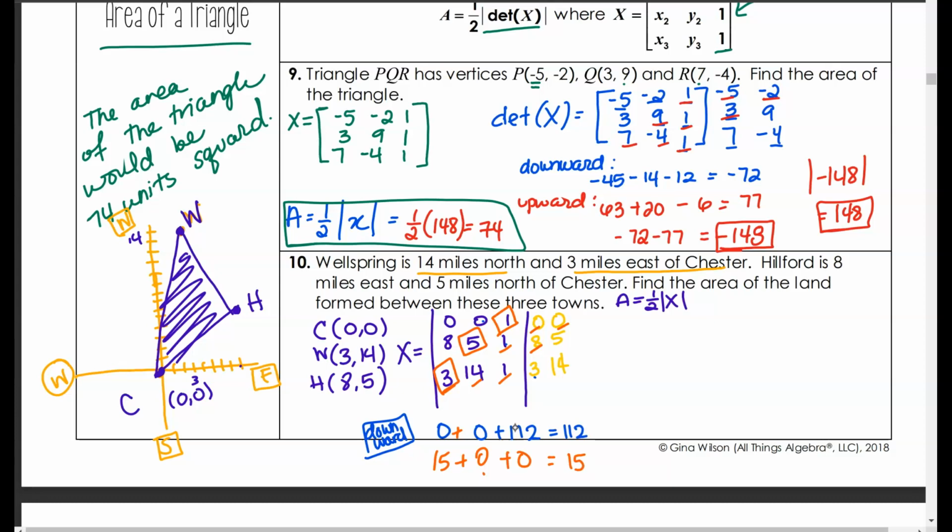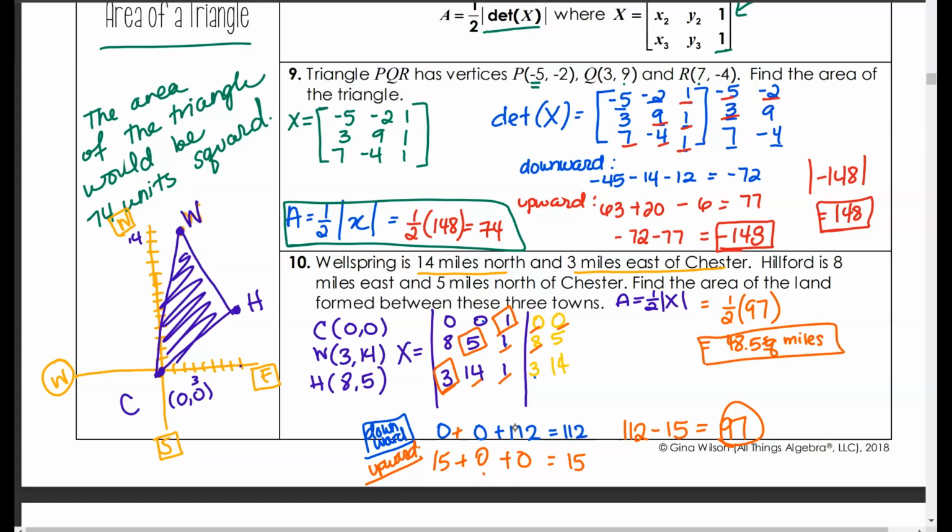Okay. All right, so now remember, it's going to be our downward minus our upward. So 112 minus 15, right? That's going to give us a total of 97. Okay, so then we know that our area is going to be 1/2 times 97, which was our determinant. And 1/2 times 97, that's going to give us a total of 48.5 square miles.